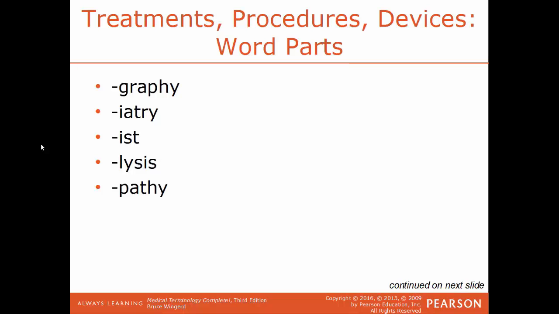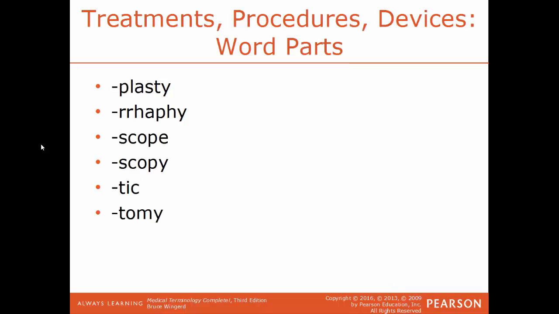The iatry is reference to treatment or physician. The ending ist is a specialist. A cardiologist is someone who specializes in studying of the heart. Lysis means the destruction or the breakdown or separation. The suffix pathy is reference to disease. Plasty is the surgical repair of. So a rhinoplasty is the surgical repair of the nose or a nose job. The suffix raphy is another word for suture.